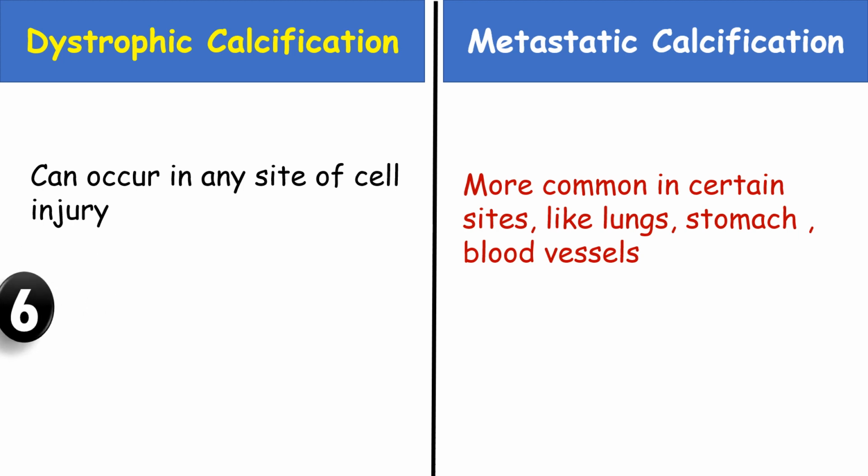So, dystrophic calcification can occur in any site of cell injury or damaged tissues. While metastatic calcification occurs in certain sites like lungs, stomach, blood vessels, mostly those areas which secrete acid. So these are the 6 differences between dystrophic calcification and metastatic calcification.